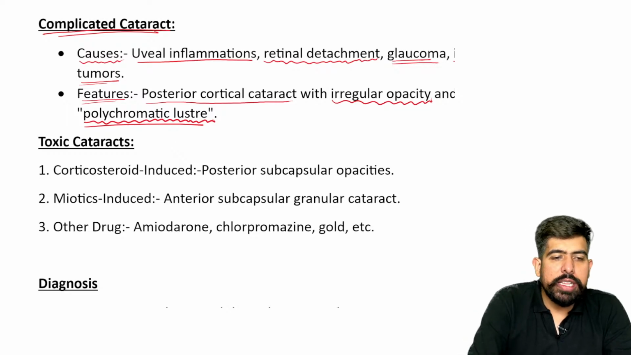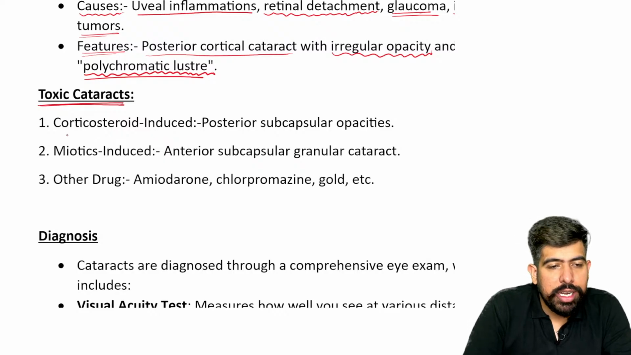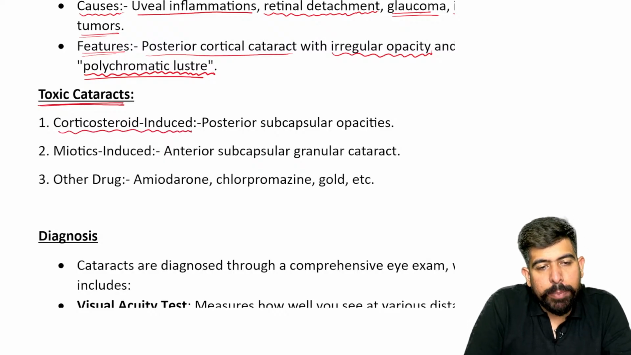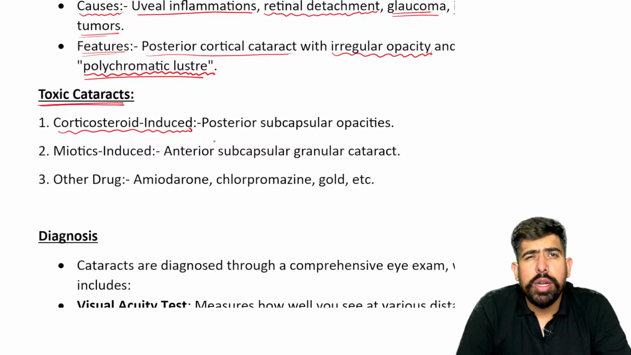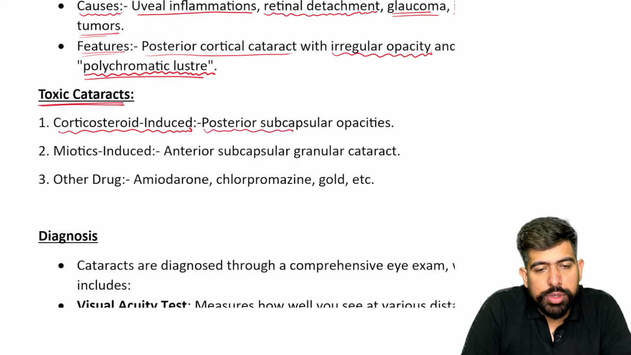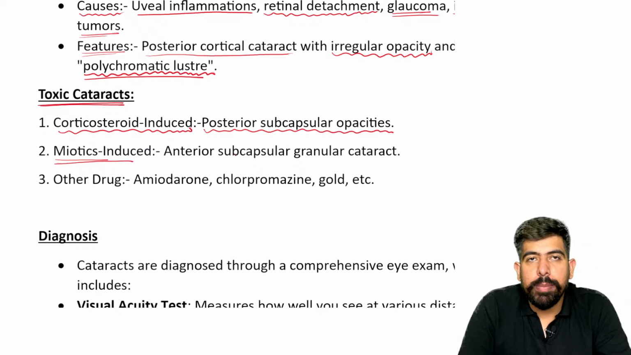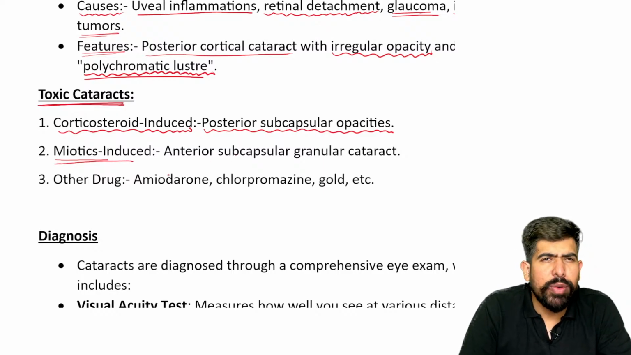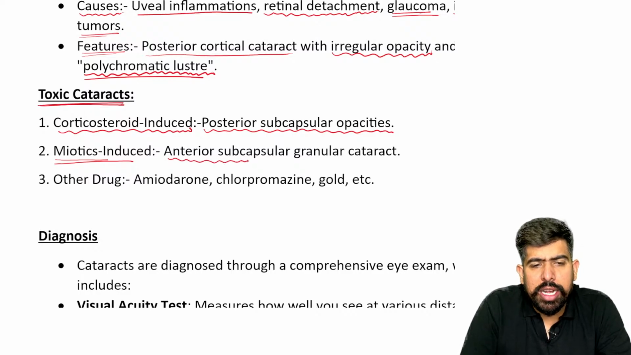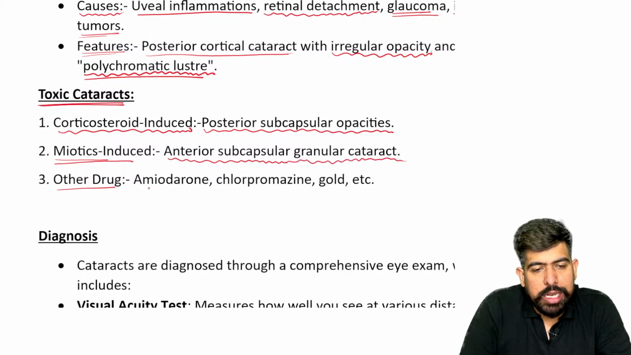Not only this, we have some toxic cataracts. What do we mean by that, guys? Toxic cataract, like the corticosteroid induced. If the patient is using corticosteroid eye drops, or taking systemic corticosteroids for a prolonged time, the patient is also seen with posterior subcapsular opacities. Miotic induced: the patient is using miotic drugs for relieving pain or for glaucoma, and it causes anterior subcapsular granular cataracts. Some other drugs are there, like amiodarone, chlorpromazine, and gold, etc.